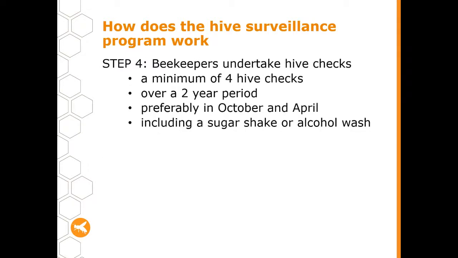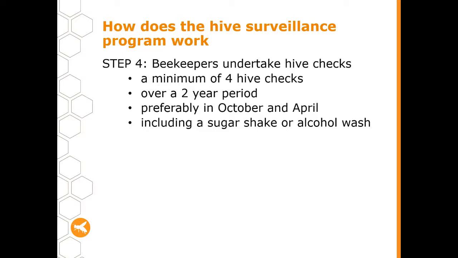The next step, once we've got our beekeepers trained up, is to go out and undertake those hive checks. So if you sign up to the program, what we're really requesting you do is a minimum of 4 hive checks. This is spread over a 2-year period, and we'd prefer it if you can do it in October or April, but not such a big problem if you don't.